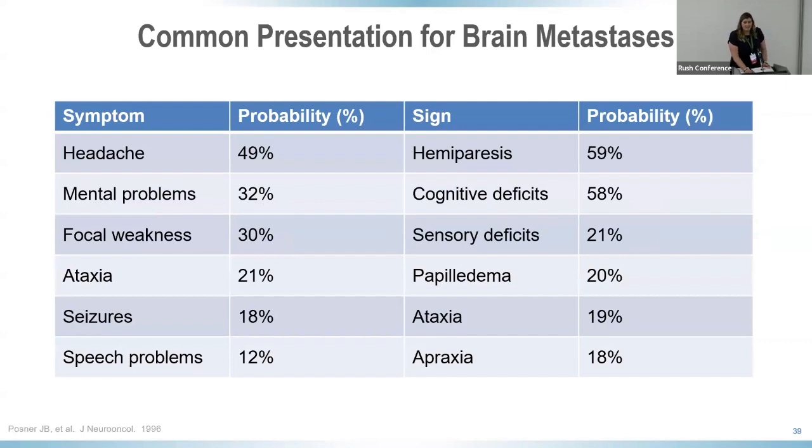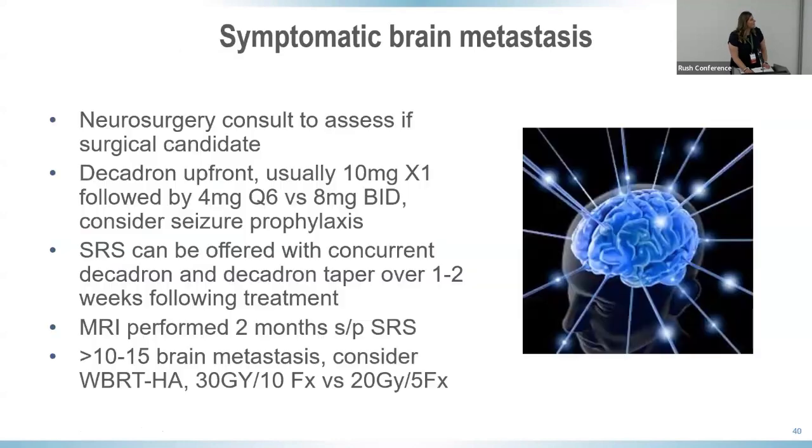Common presentations, as you all have probably seen in your practice, are headache, which is up there as a high percent, some mental changes, cognitive deficits, and weakness. So these are some things you want to keep on your radar and look for if you have a patient that's at risk for developing a brain metastasis.